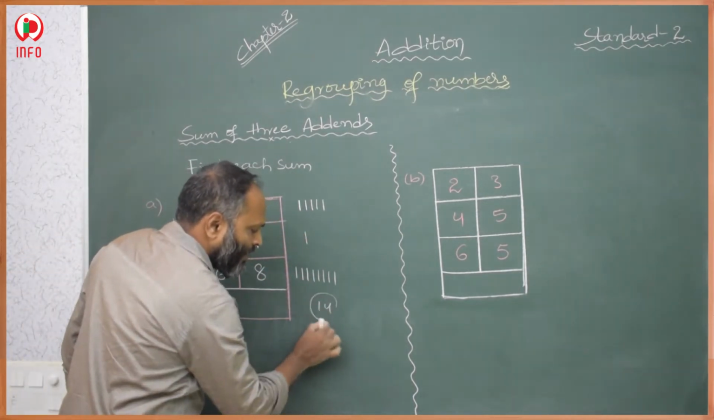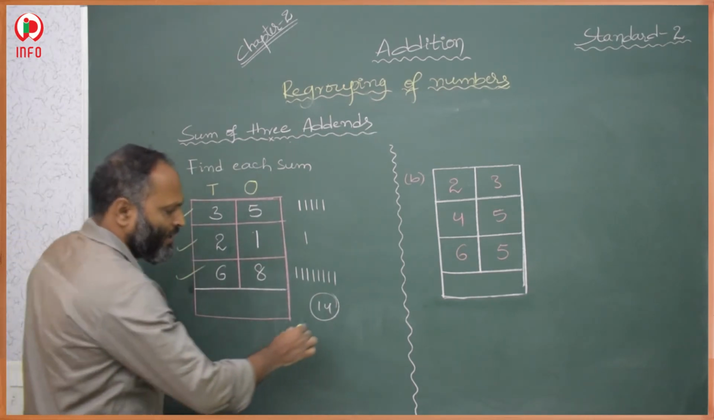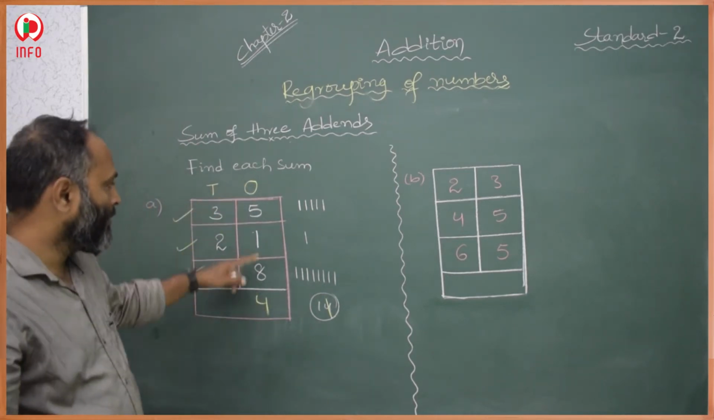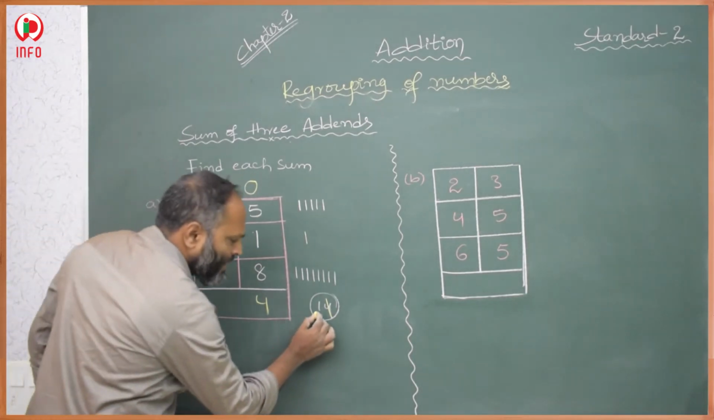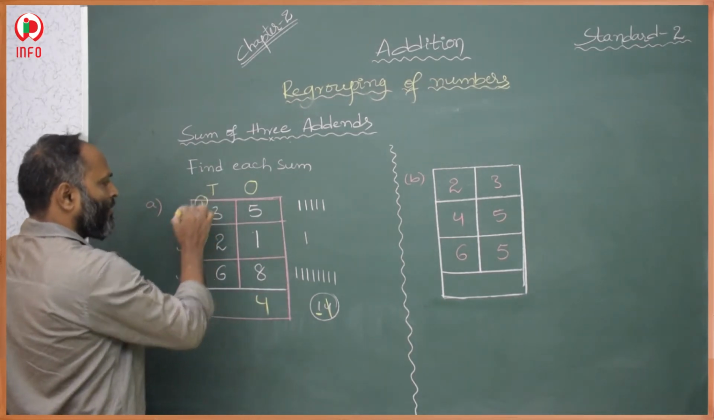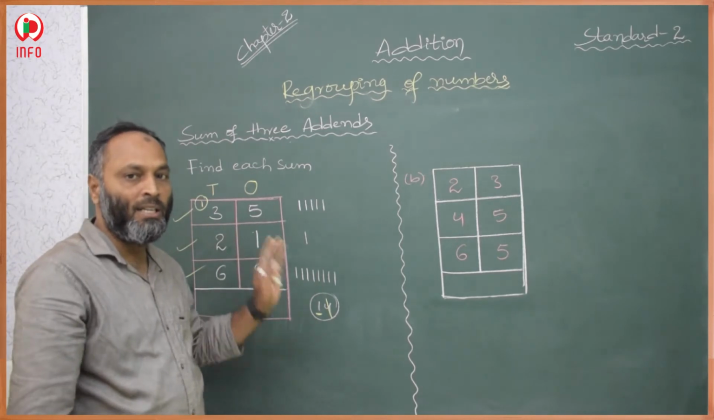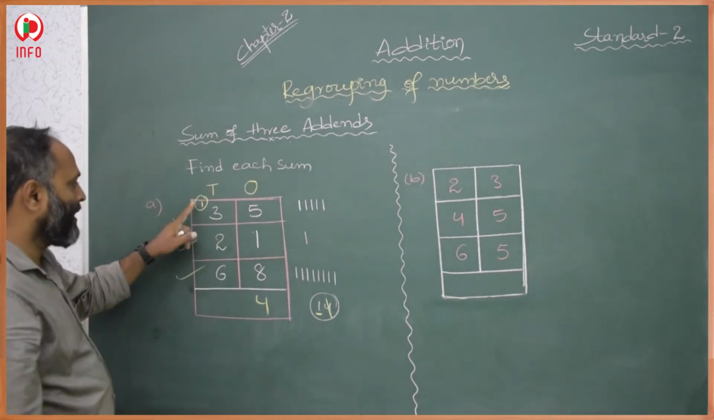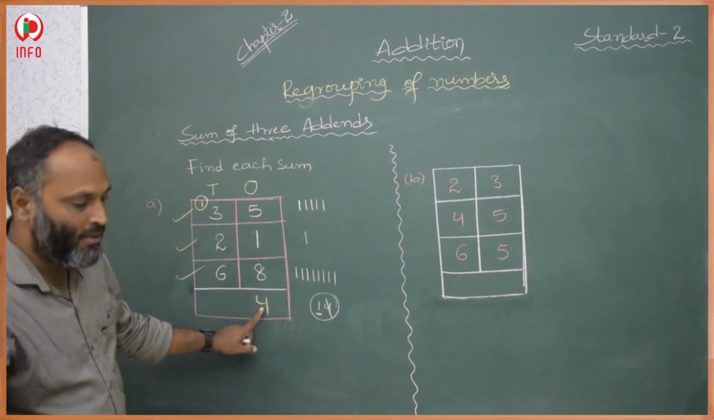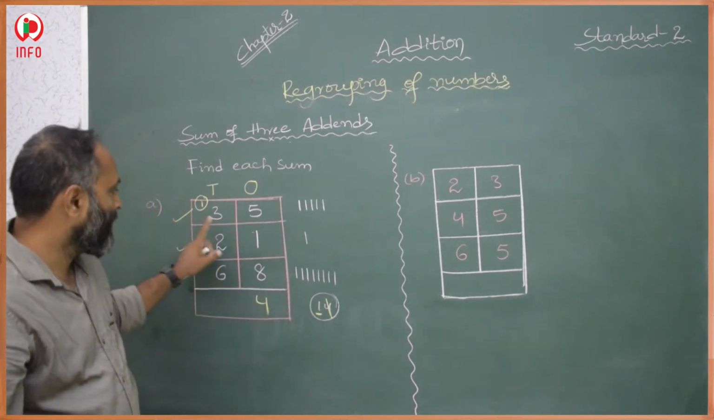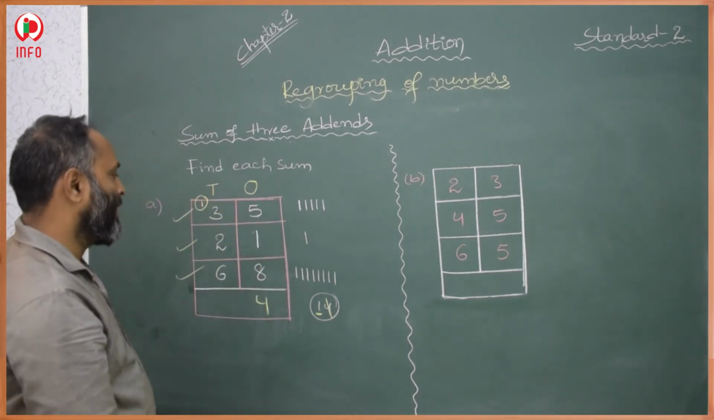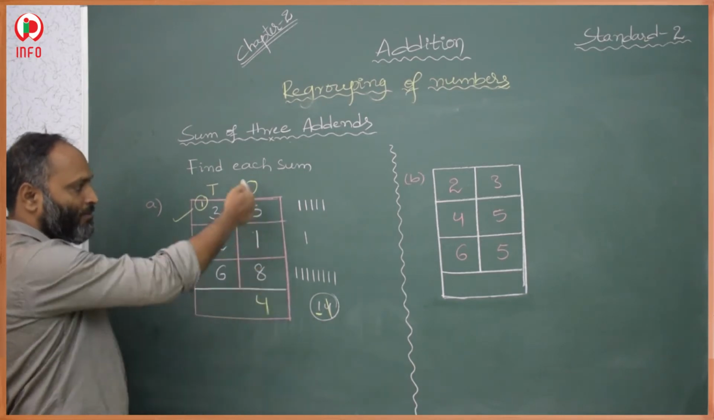Here 14 is there. In this 14, the ones place 4 we have to write exactly below the ones place, and the tens place value we have to write exactly on top of the tens place, which is the very next place. Ones place addition is over.